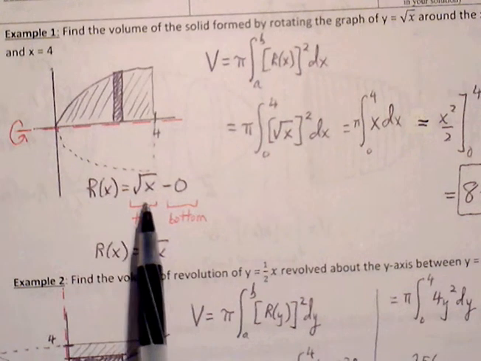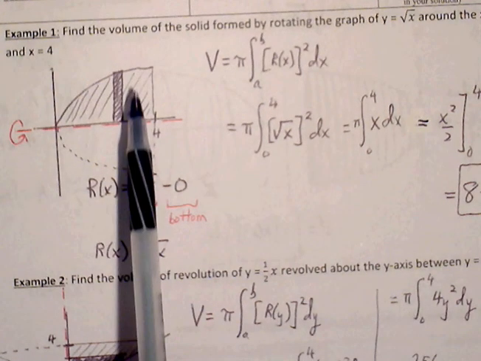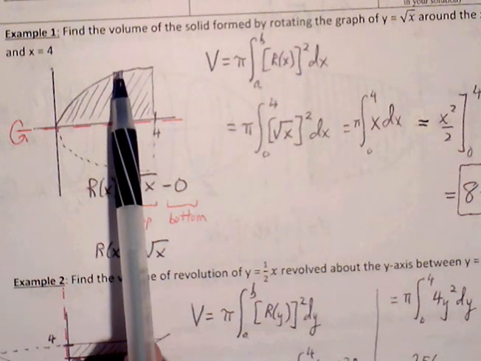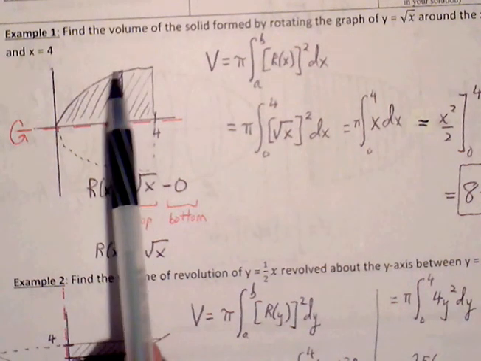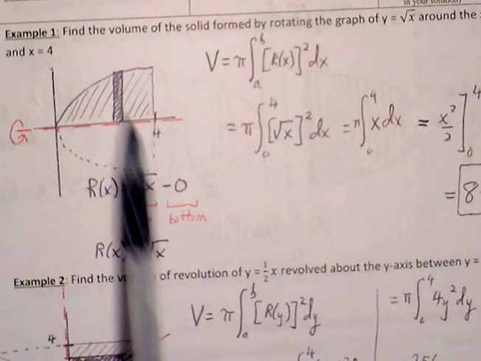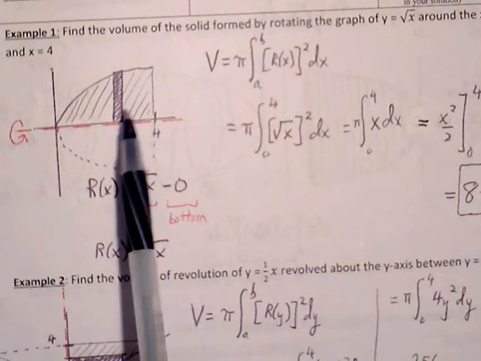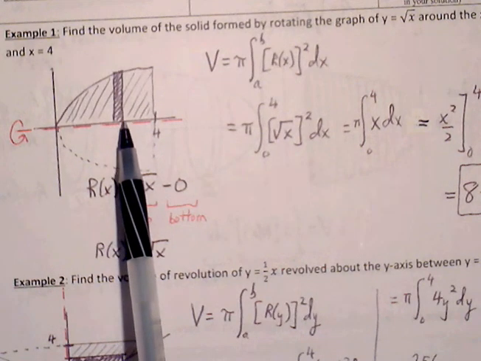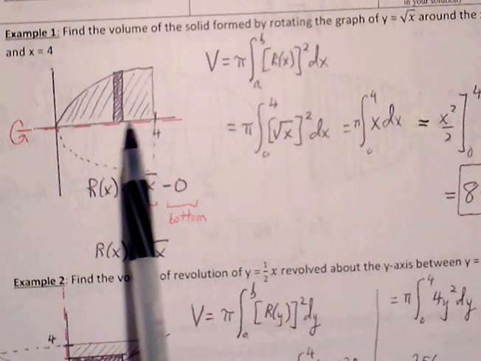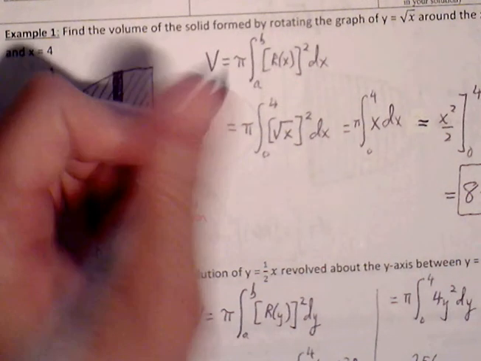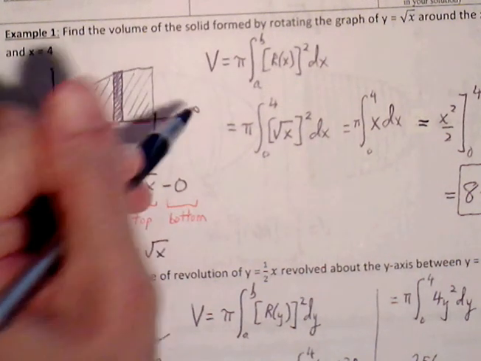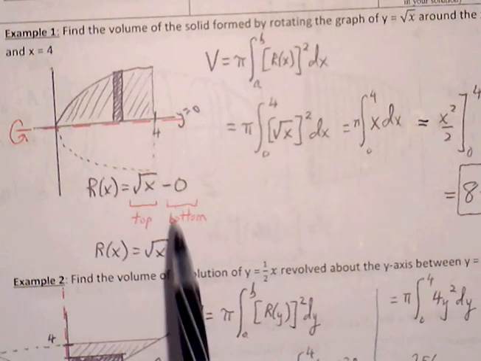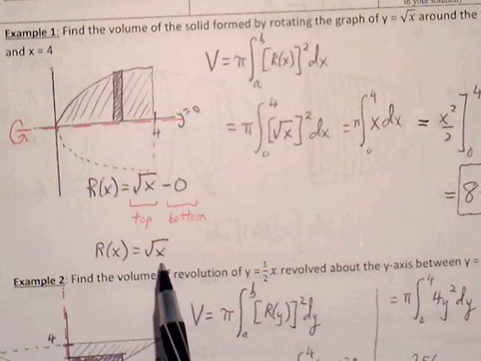Because we're using this formula here, everything will be in terms of x. So R of x is equal to top minus bottom. So we find the top of this rectangle, and we see what that top of the rectangle is hitting, and it is touching the square root of x. So that is going to be the top function. My bottom function is going to be wherever the bottom of this radius is touching. So in this case, it's touching the y equals 0 line. So I'll write this here, y equals 0. So that will be the bottom function. So square root of x minus 0 is square root of x. So that is my radius.